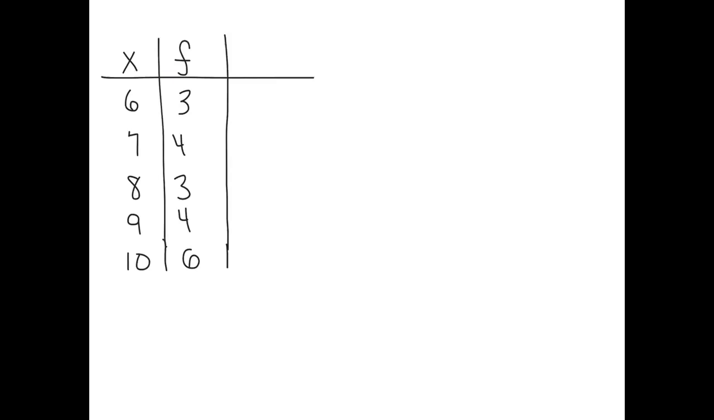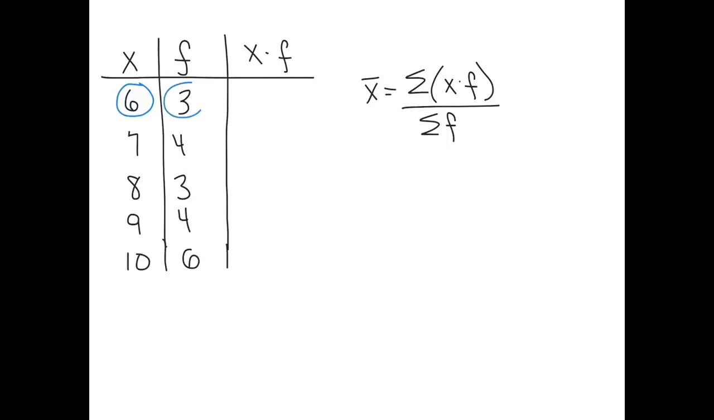We'll use the frequency table to find the mean. The formula for the mean when using a frequency table is the sum of the products of x and the frequency divided by the sum of the frequencies. So to solve this formula, we need to create a third column within our frequency table, and we'll label this column x times f. And all we're going to do is multiply x by its frequency, and we'll write that in the third column.